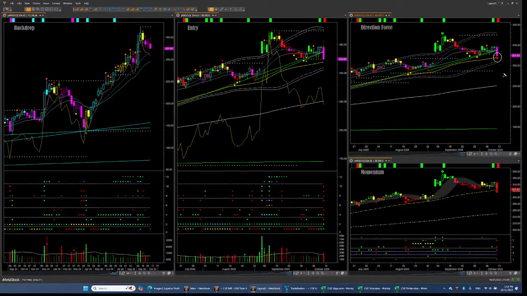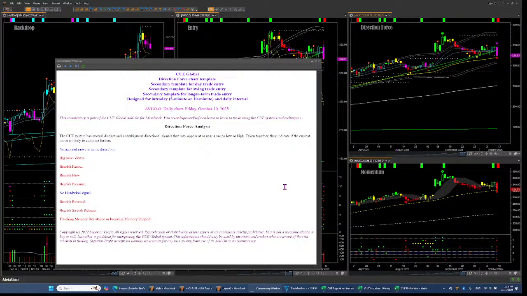Huge 7 number of bearish directional forces. 5 bearish momentum. Let's see them, what they are. I don't remember when last time any stock, not only AVGO, displayed 7 plus 5 bearish count signals on the same day. Didn't happen for a long time. What are the 7? Unbelievable, isn't it? 7 in one day. Directional forces on bearish side: big move down, bearish fan out, bearish flow, bearish pressure, bearish reversal, bearish stretch release, and trendline support breakdown.